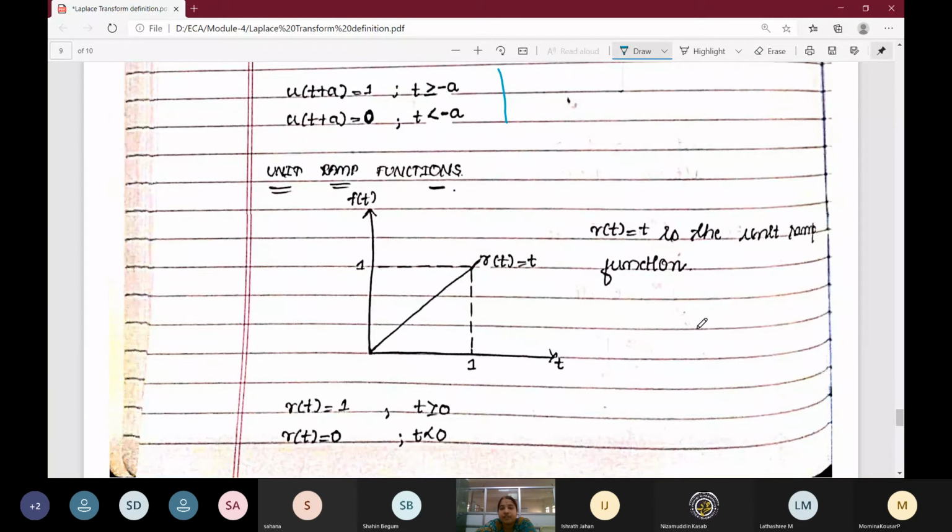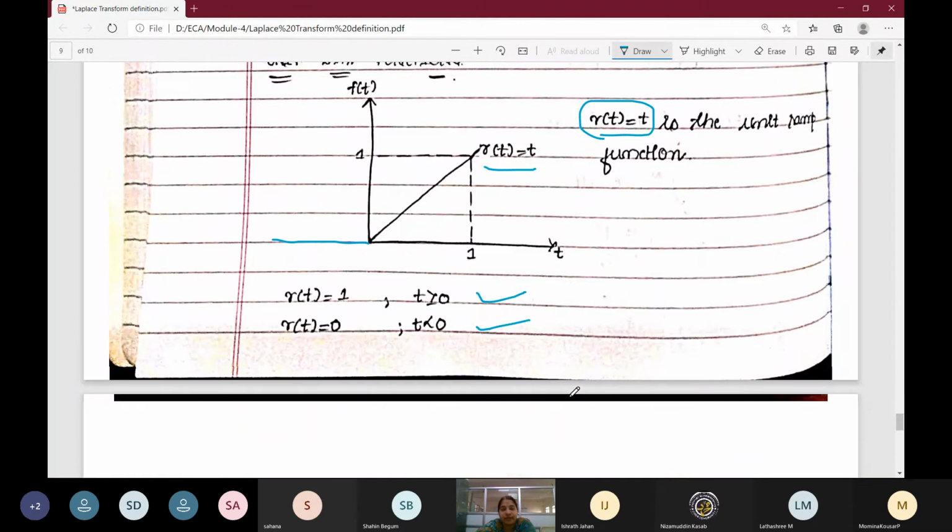What is the definition of a ramp function? In the ramp function, r of t is equal to t, the unit ramp function. So it will be varying linearly here. r of t is equal to t when t is greater than or equal to 0, and r of t is equal to 0 when t is less than 0. It is not defined here when t is less than 0. So this is the definition for the unit ramp function.